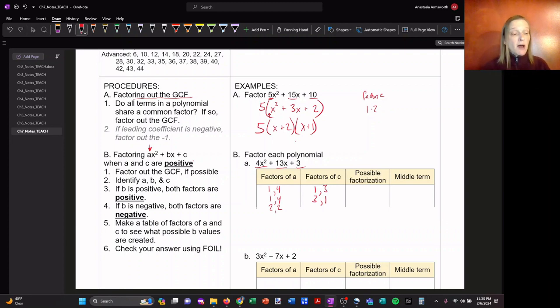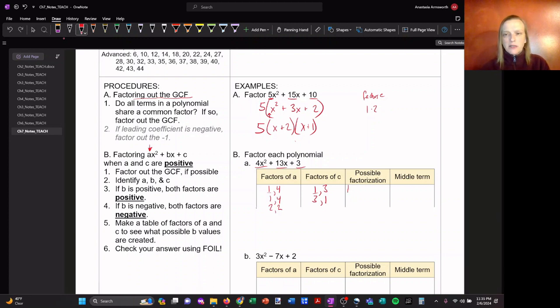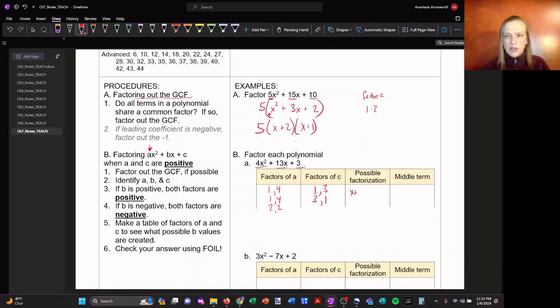Because what I'm going to do for this possible factorization is I'm going to group the 1 with the 1. So that's going to be 1x plus 1. Of course, normally we wouldn't write the 1 there. So I'll go ahead and erase it. x plus 1. And then my second set of factors would be the 4 with the 3. So 4x plus 3. That's the possible factorization here.